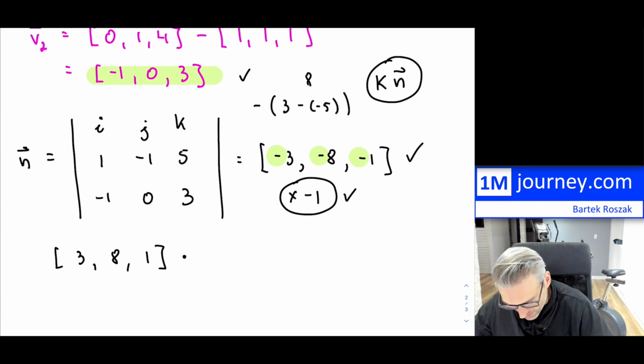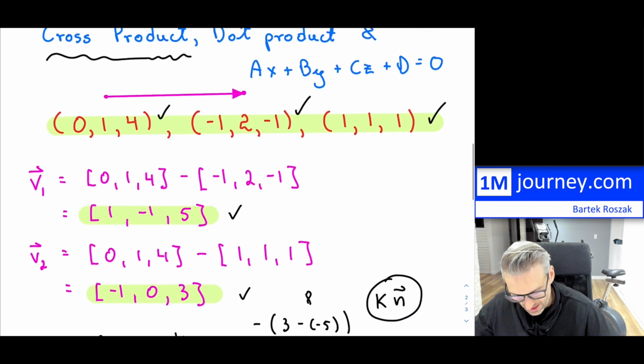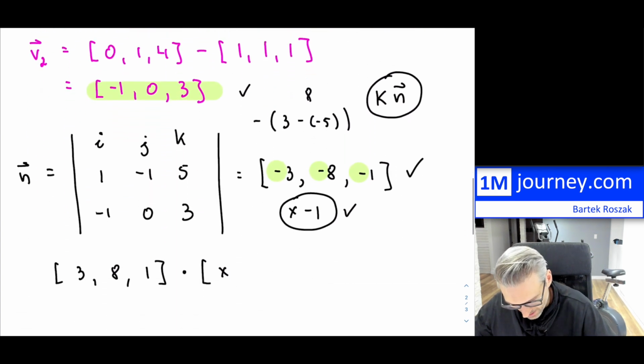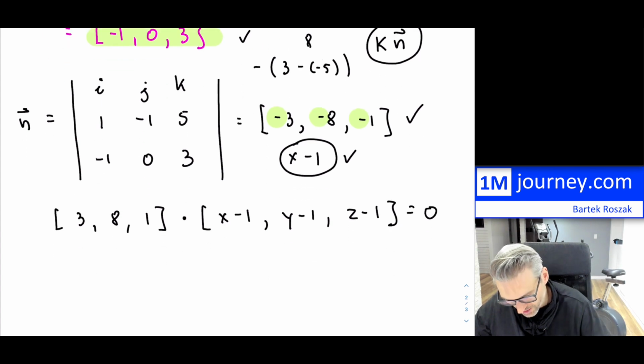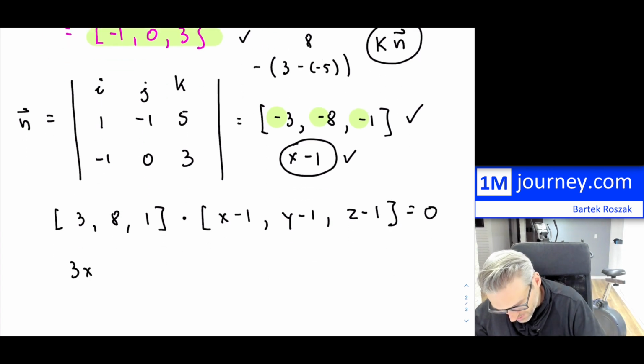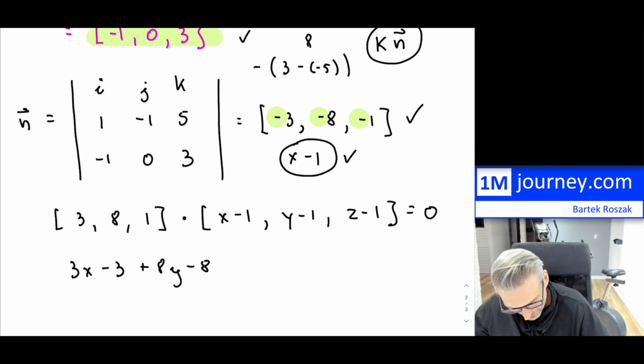Now, the second thing that we will do is we're going to say x, and then minus one of these points. I'm going to take this one, because it's 1, 1, 1. It's going to be easy to work with. So I'm going to do the dot product to find our equation. And this is going to be 3x minus 3, plus 8y minus 8, plus z minus 1 equals 0.